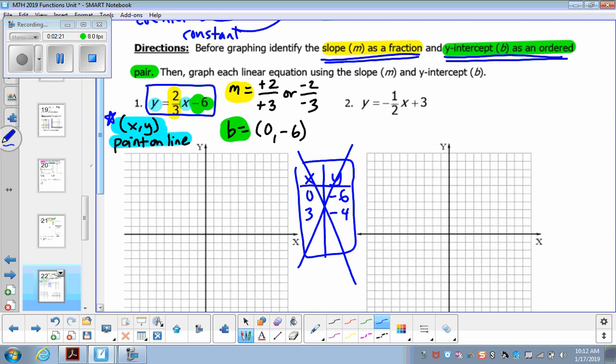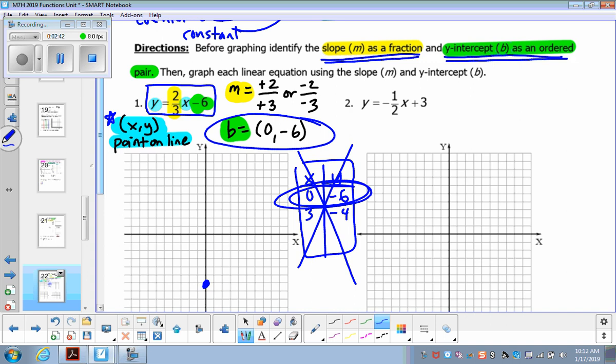We're trying to avoid needing to plug in an input to get an output. So what we can do is take the constant, and it's going to tell us to start the graph at 0, negative 6. So boom, when you plot that point, you've got where it's going to cross the y-axis. Of course, you can see it in the table of values right there, but the goal is to not need the table of values.